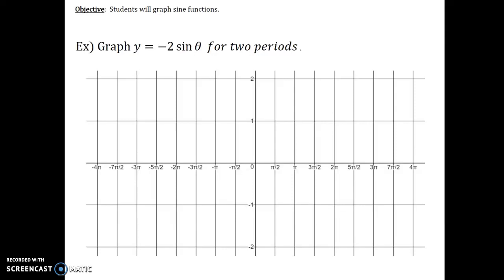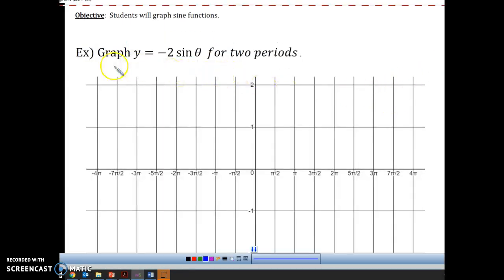Hello and welcome to the final video on graphing sine function. In this video, I'm going to go ahead and do this first example, graphing y equals -2 sine theta for 2 periods, and then there will be 2 examples that you can try on your own with the answers included.